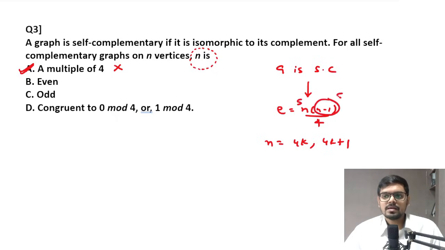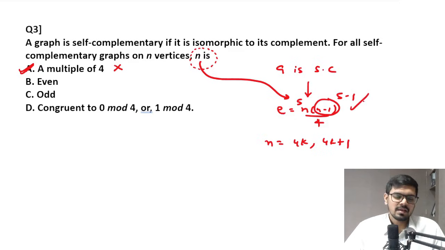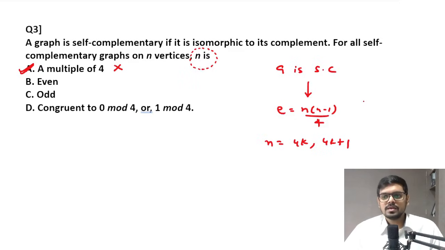But 5 minus 1 is divisible by 4. Understood? So n was odd, but it was still divisible by 4. N was not actually a multiple of 4, but still it was divisible by 4 since n minus 1 was divisible by 4. Understood? So here you have to say "multiple of 4" is wrong. Even 5 will satisfy the theorem. So this is wrong. Even is wrong, odd is wrong since even is divisible, odd is also divisible, right?